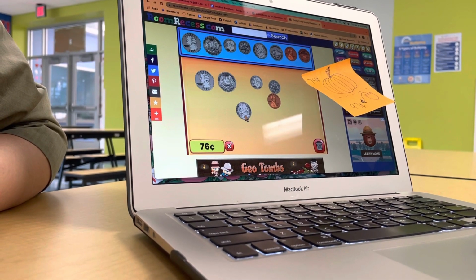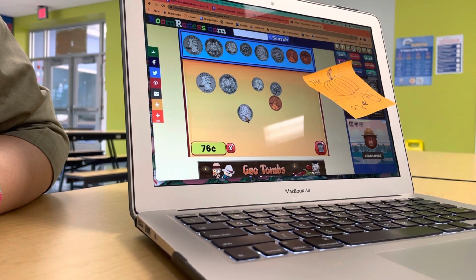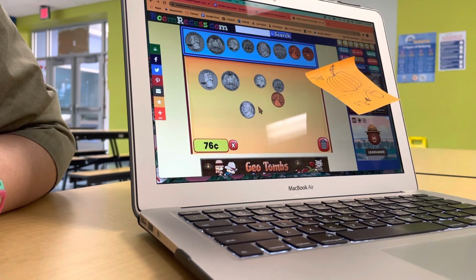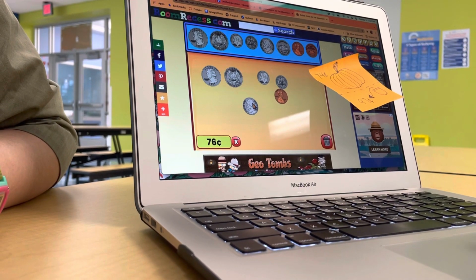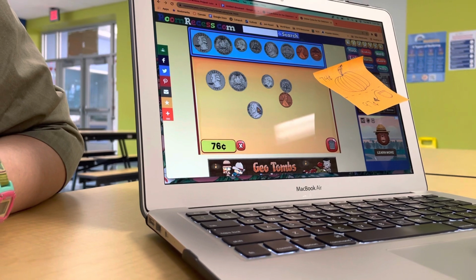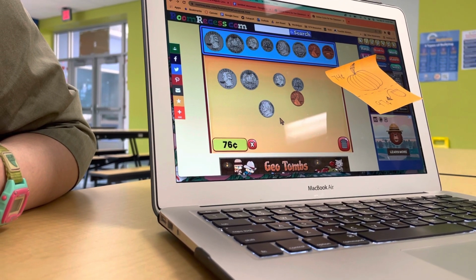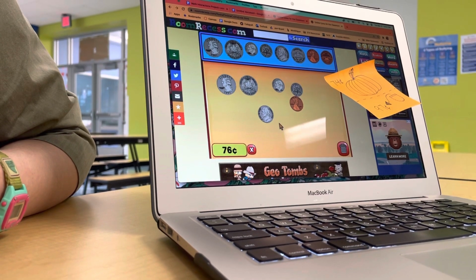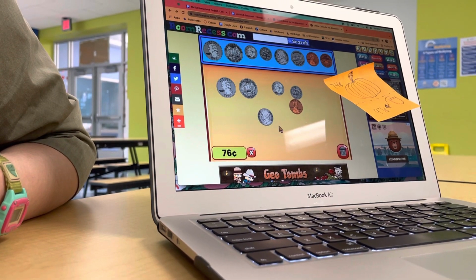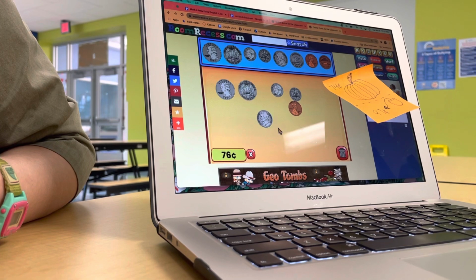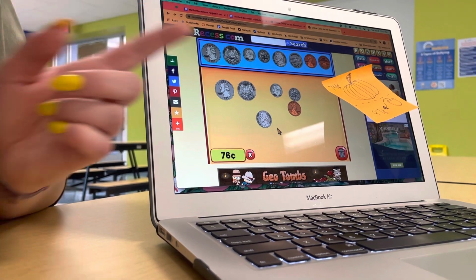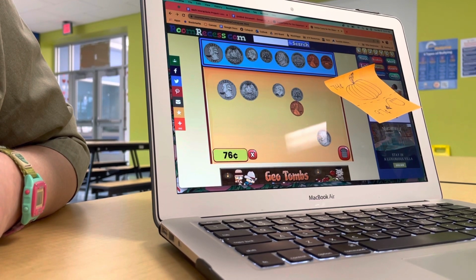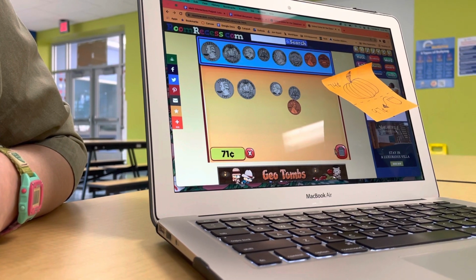75. Is that more or less than the pumpkin? Is it less than the pumpkin? 75 is less than 74? No. So if it's not less than, it has to be more. So what I think maybe we should do is get rid of our nickel, because that's too many cents. 75 is bigger than 74, so we don't need our nickel.